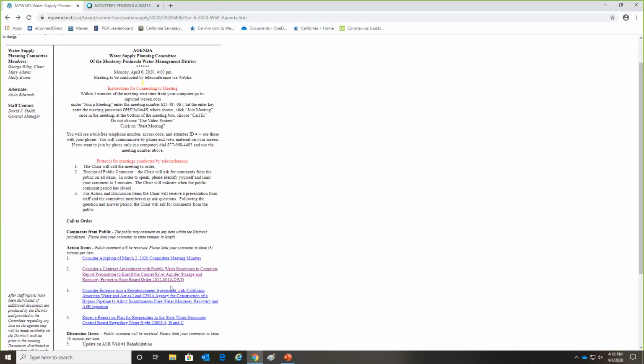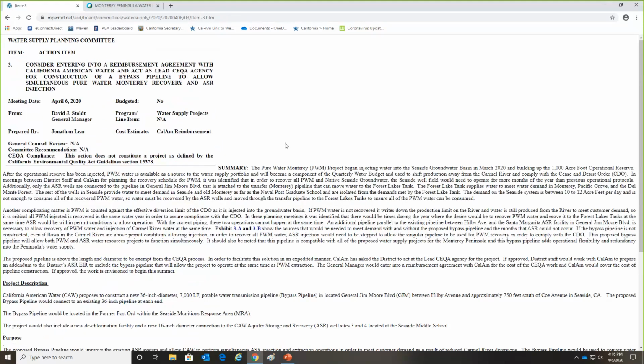Move on to item number 3, to consider entering into a reimbursement agreement with Cal-Am Water and act as lead CEQA agency for the construction of a bypass pipeline to allow simultaneous Pure Water Monterey recovery water and ASR injection water. Are there any questions by the committee on this? Well, let me back up and ask for staff to give a little more background. Yeah, we'll have John give an overview, and we recognize that Ian Crooks and Chris Cook are both online.